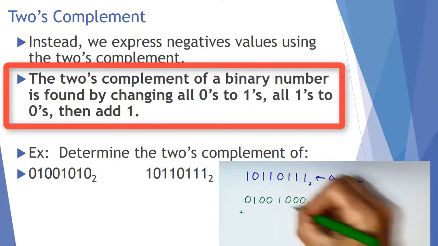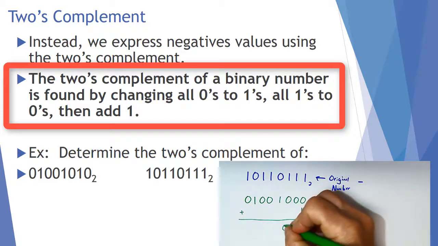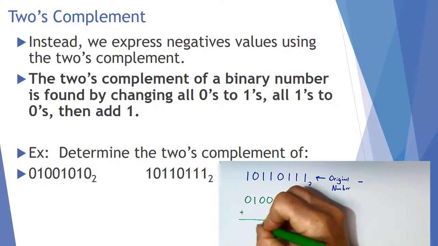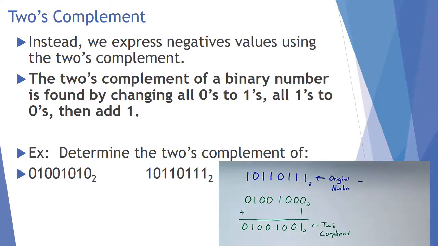And now we're going to add on 1 to that, which is pretty easy. And we get 1001001. There's the 2's complement. Now, is the 2's complement positive or negative? Well, since that's a 0, this number must be positive. Let's figure out what this number is. We've got 1, 2, 4, 8, 16, 32, and 64. 1 plus 8 plus 64, that means this number is positive because of that 0, 73.